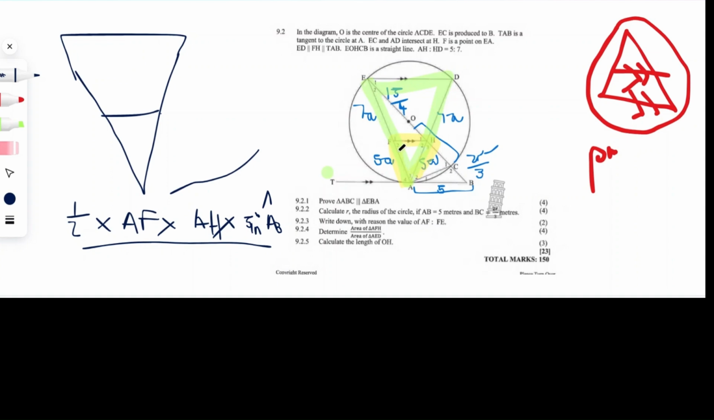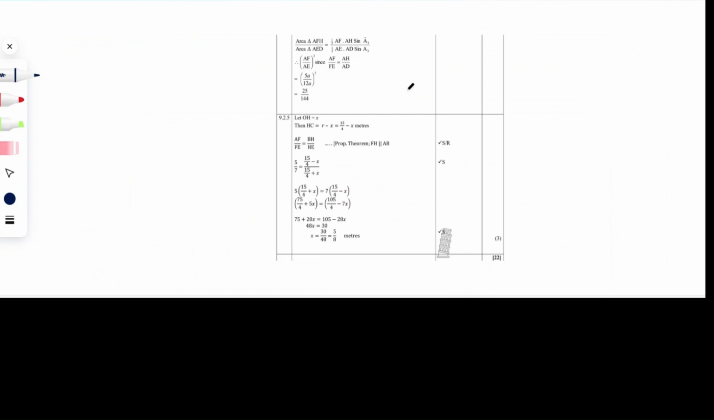Then for AED, it's the same thing, guys. You're going to say a half multiplied by one side of the triangle that leads to the vertex. It would be AE. Then multiply AE with AD, and then you're going to multiply that with sine A3 as well, because they share the exact same vertex. And that's exactly how we got to this part on the memo.